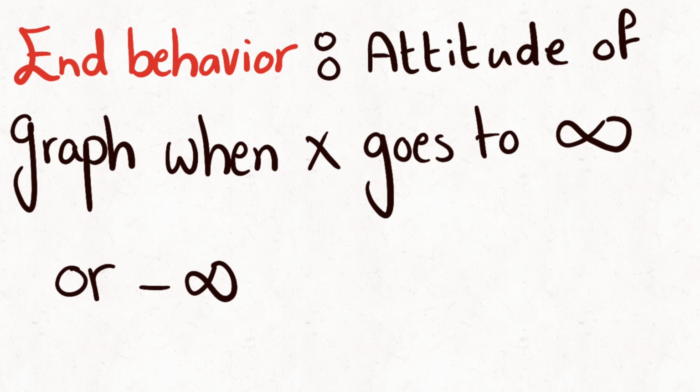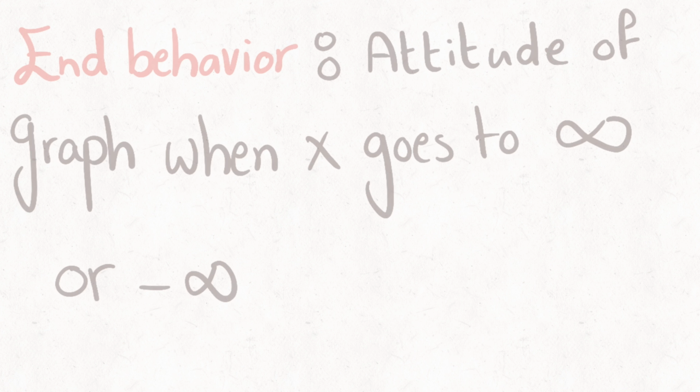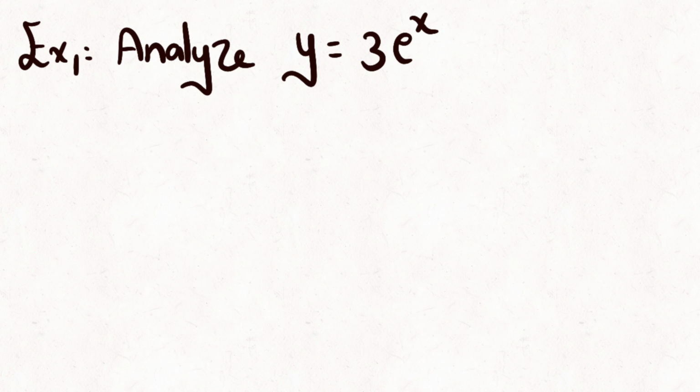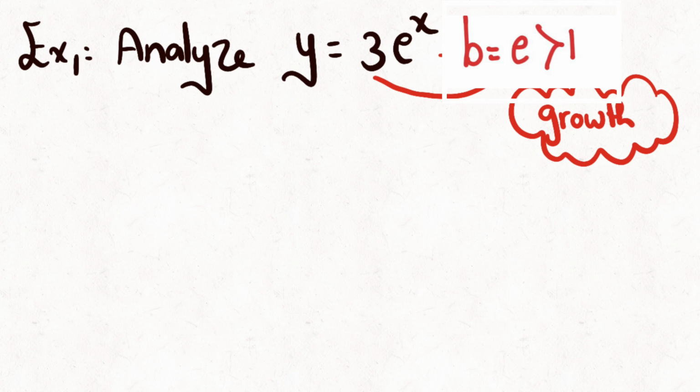End behavior is the attitude of the graph when x goes in two directions: x goes to infinity and x goes to negative infinity. In the coming example, analyzing y equals 3e to the x, we notice that b equals e and it's greater than 1, thus it's an exponential growth.